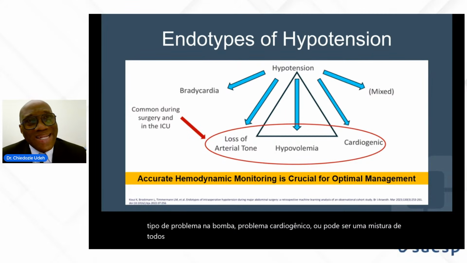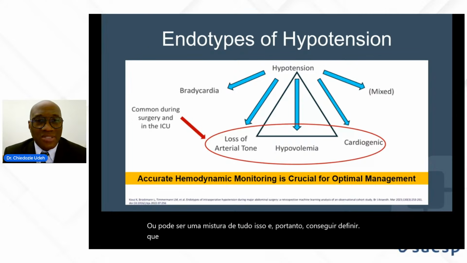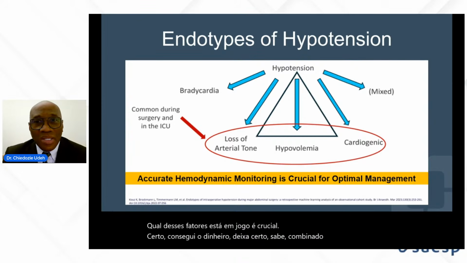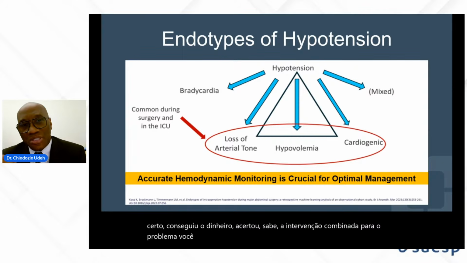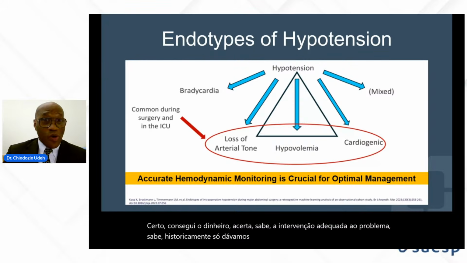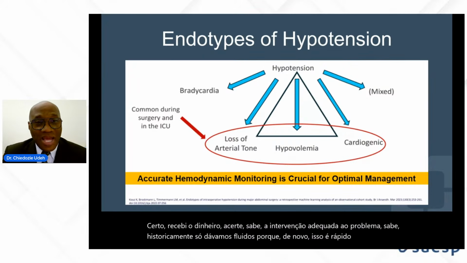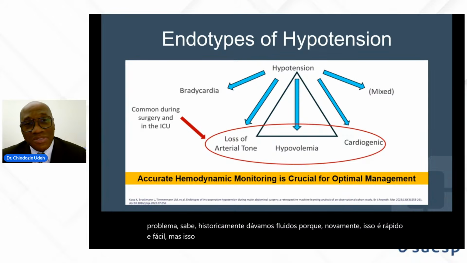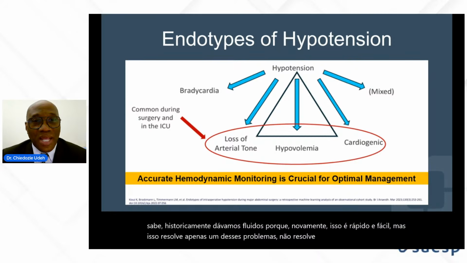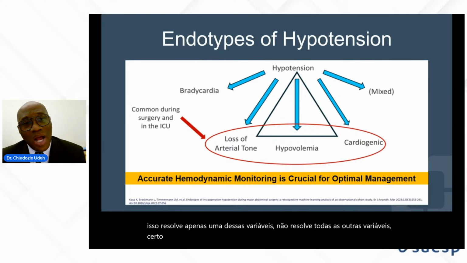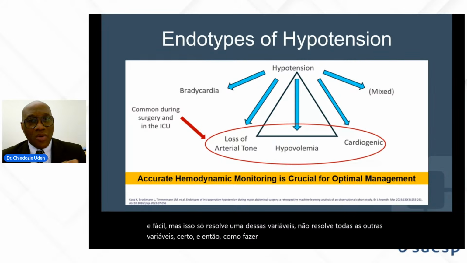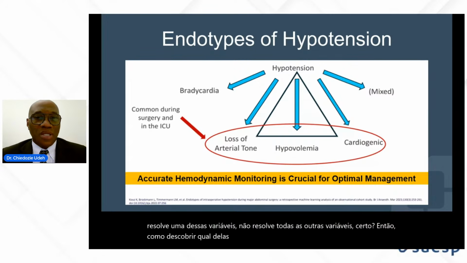And so being able to define which one of these factors is at play is crucial, right? Dr. Manning put it right, match the intervention to the problem. Historically, we would just give fluids because, again, that is quick and easy. But that only addresses one of these. It doesn't address all the other variables, right? And so how do you figure out which one of these things is going on in your patient?